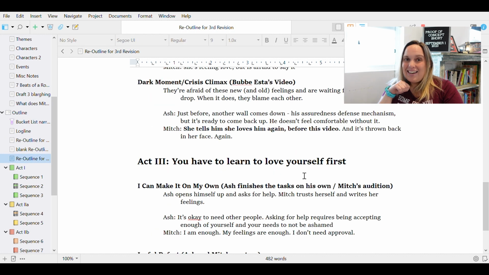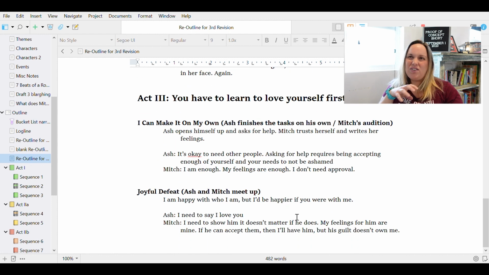And it's really cool that I themed this after I wrote out these two beats, because Act 3 is pretty quick, and these two beats are enough to give me a sense of what's happening. But I feel like the theme that I was going for is actually going to be present, which is really cool. So I can make it on my own beat. Ash finishes the tasks on his own, and Mitch's audition. It's the same. Ash opens himself up and asks for help, mistrusts herself, and writes her feelings.